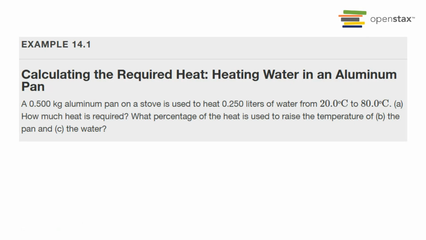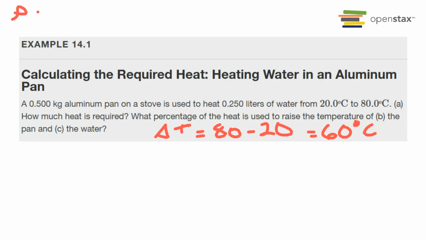So basically, the first thing we're going to do is figure out what delta T is. So delta T is equal to 80 minus 20, or 60 degrees Celsius. Okay. And then to calculate the mass of water, remember that the density of water is equal to 1,000 kilograms per meter cubed.